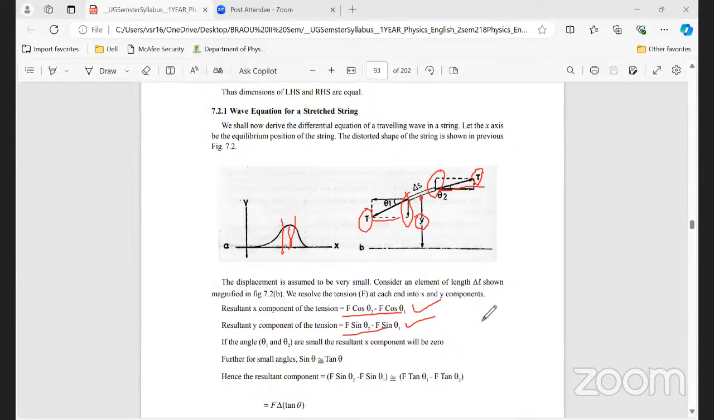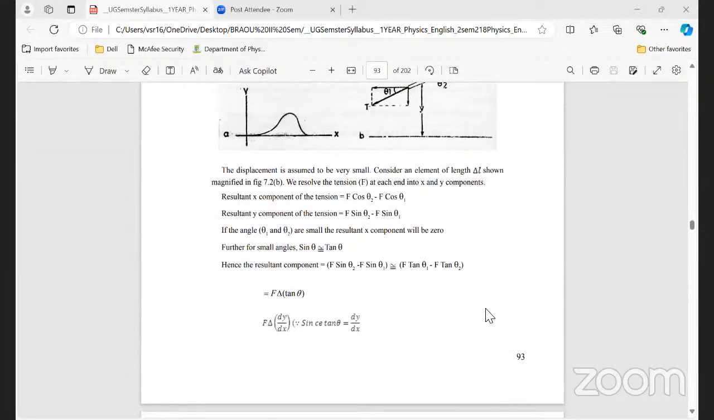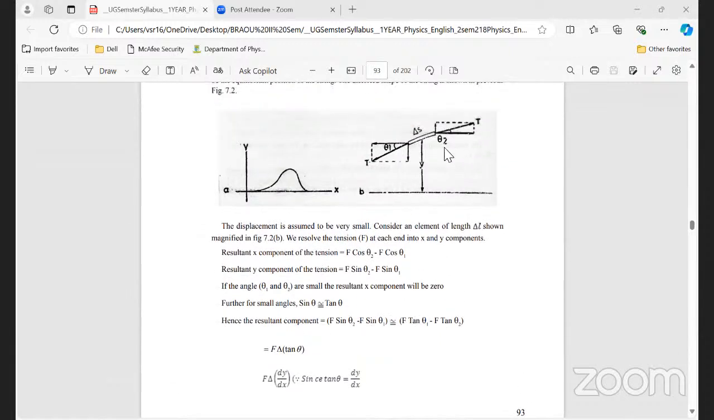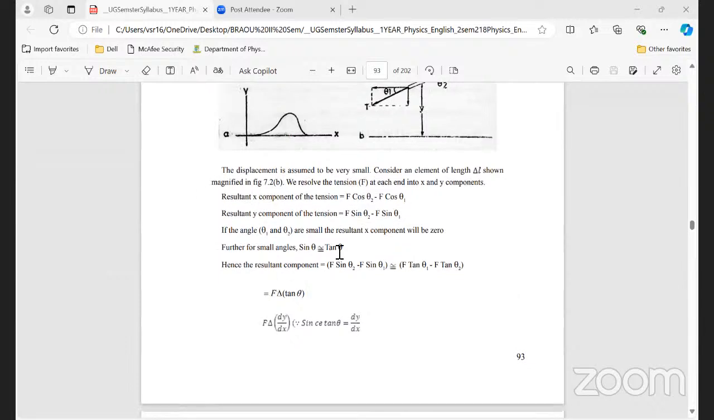Here the angles theta are very, very small. If you consider that, you can imagine that the resultant x component will be 0. Since sin theta is approximately equal to tan theta, only vertical components are present here. Vertical means along the y direction, where the vibrations are. We are not considering the x components here.